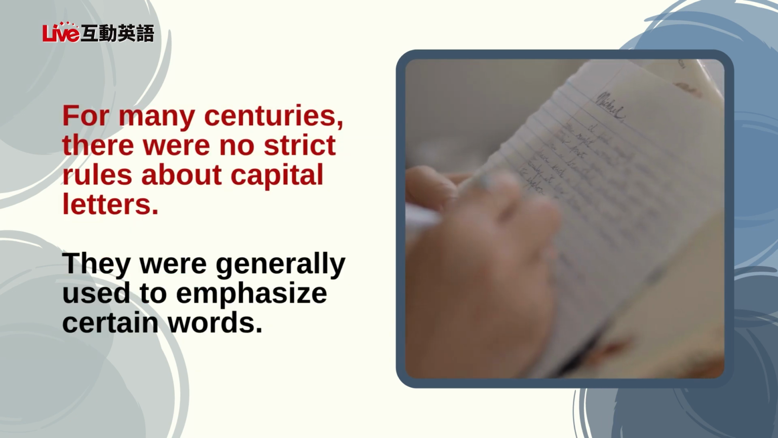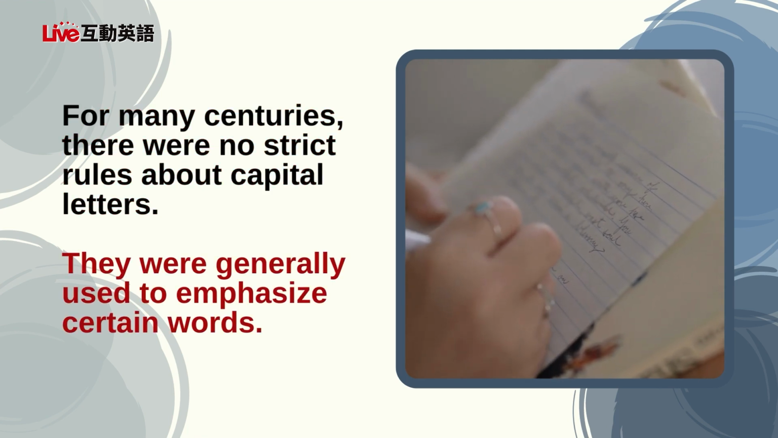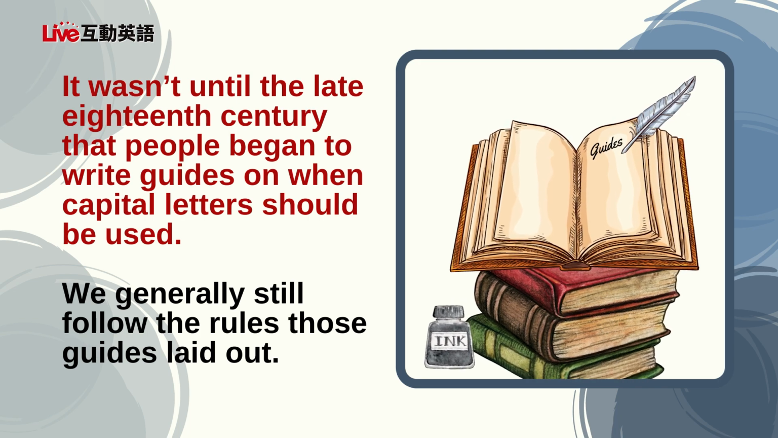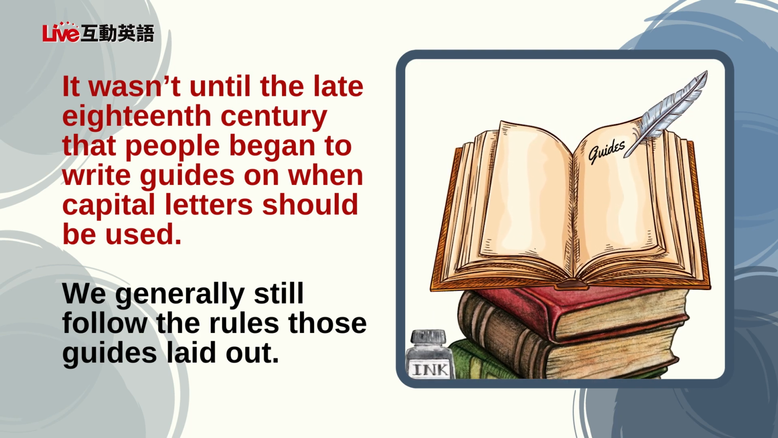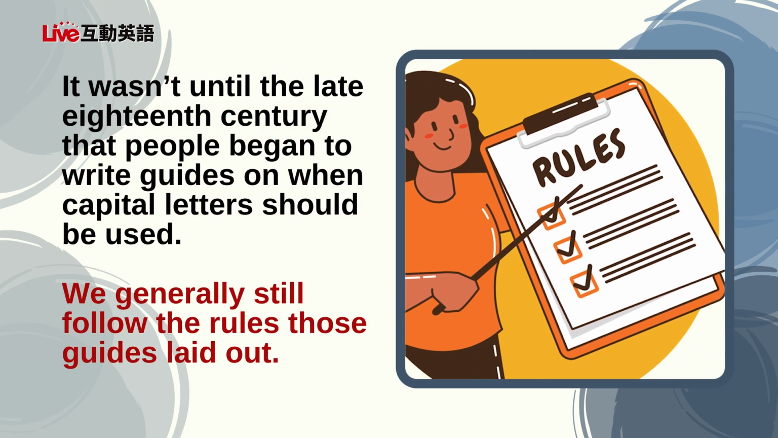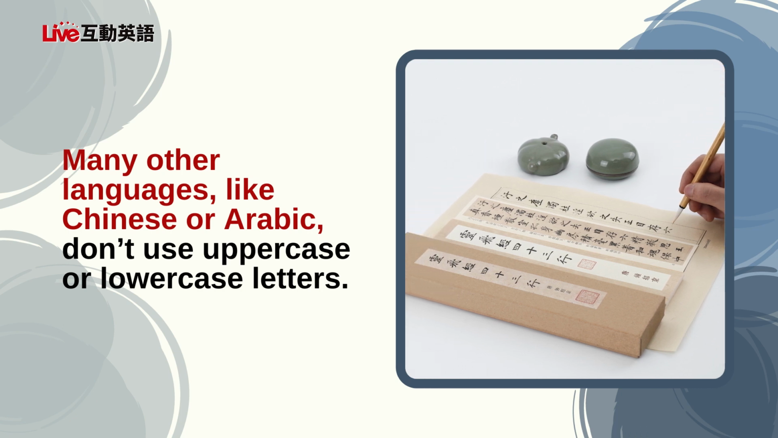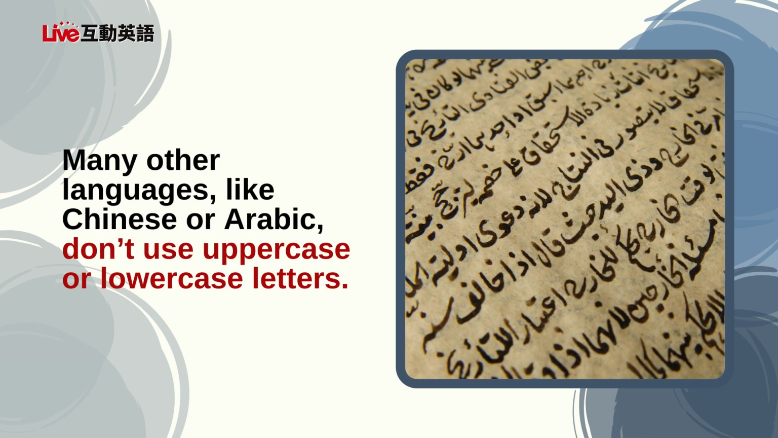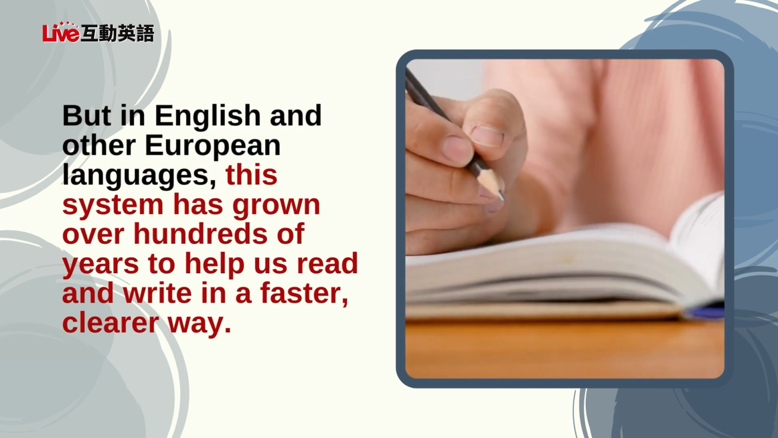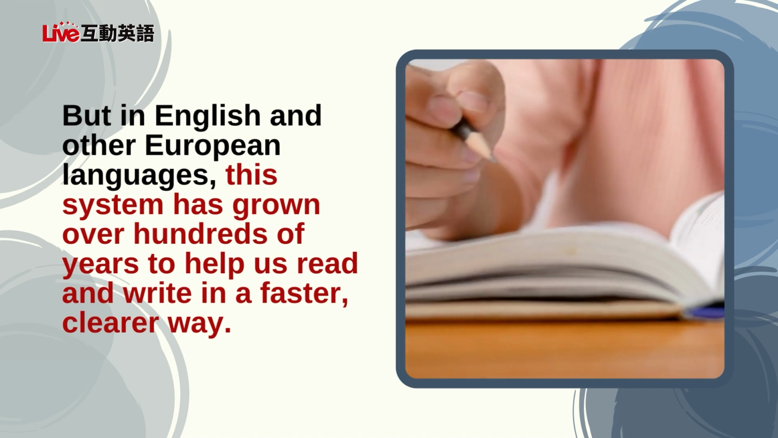For many centuries, there were no strict rules about capital letters. They were generally used to emphasize certain words. It wasn't until the late 18th century that people began to write guides on when capital letters should be used. We generally still follow the rules those guides laid out. Many other languages, like Chinese or Arabic, don't use uppercase or lowercase letters. But in English and other European languages, this system has grown over hundreds of years to help us read and write in a faster, clearer way.